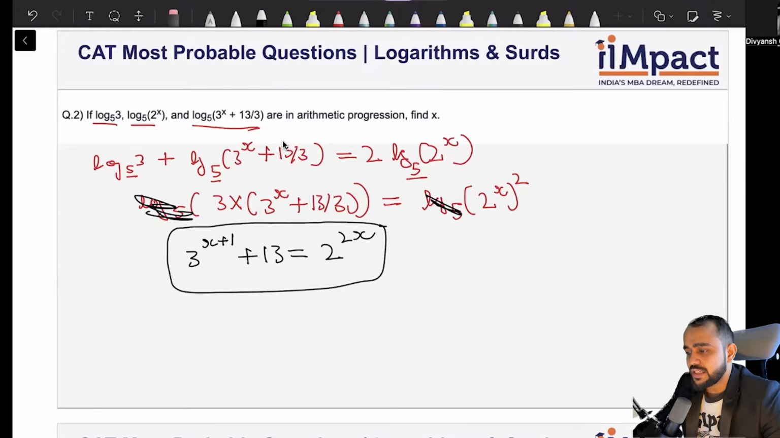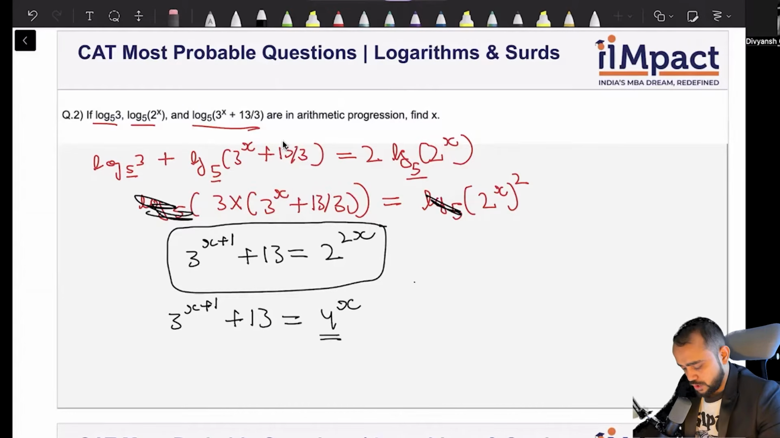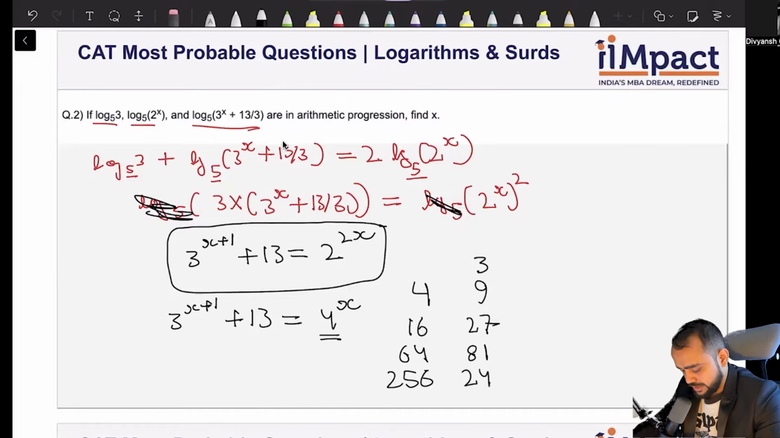Alright, once we have this, we will have to guess the value of x. So we have 3 to the power x plus 1 plus 13 is equal to 4 to the power x. The powers of 4 that I know of are 4, 16, 64, 256. The powers of 3 that I know of are 3, 9, 27, 81, and 243.